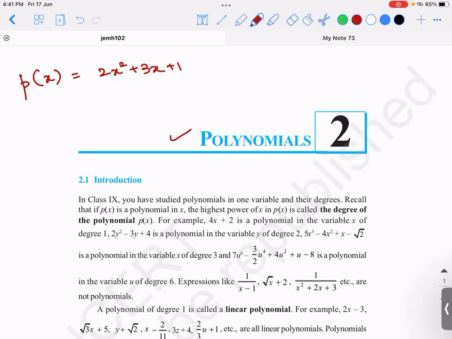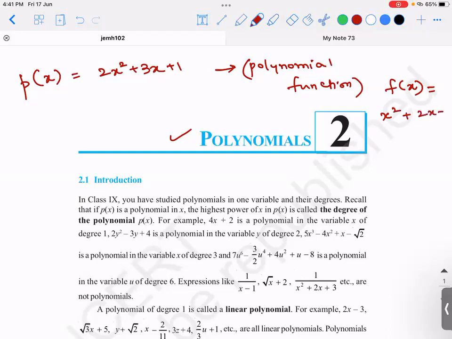Has anyone heard of the word function? Polynomial, you call it a polynomial function. Basically, functions are represented like this: f of x is equal to some expression, like x square plus 2x plus 1. Then I can call this a function. And more specifically, this type of function is called a polynomial function. Are you able to understand what I'm saying?